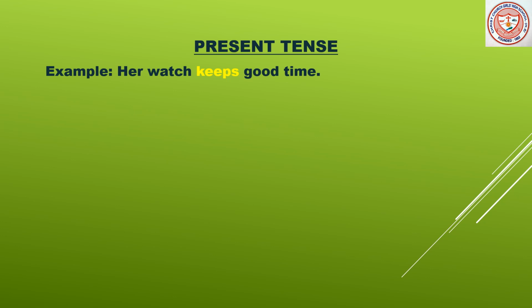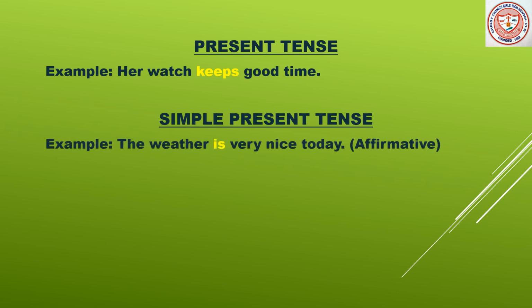So students, we can classify present tense into four categories. What is the first one? The first one is simple present tense. What is that? A simple present tense denotes an action in the present time or habitual truth or eternal truth. Let us go through the example. The weather is very nice today, and you can follow that.